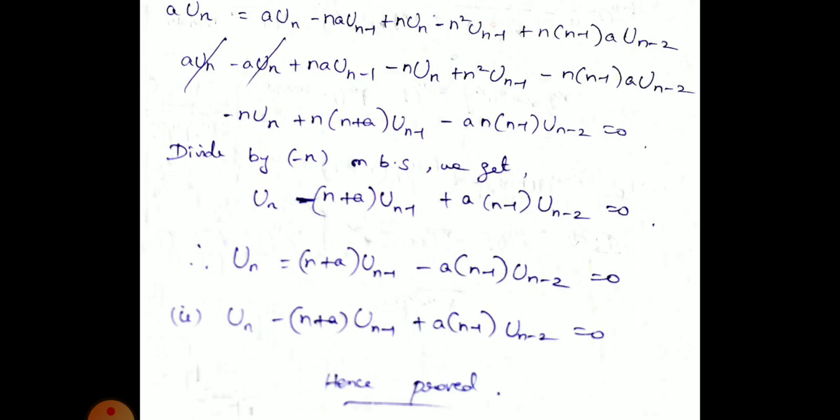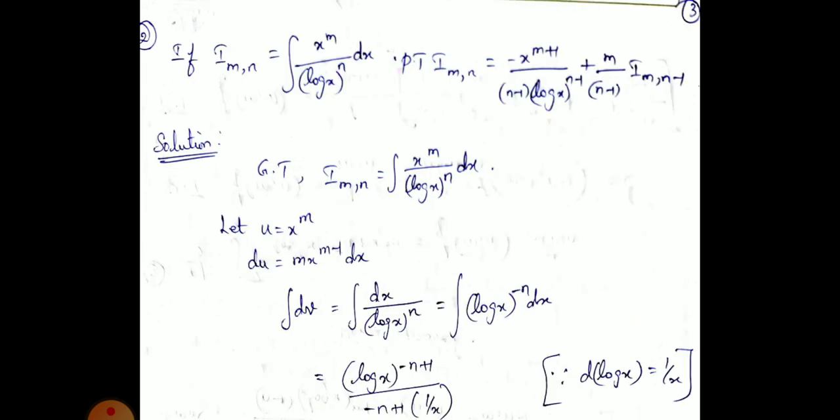Now what is the thing we have to prove? u_n minus (n plus a) u_{n-1} plus a into (n-1) u_{n-2} equal to 0, hence proved. So we got the term, what we need, we got the term. Okay, hope you understand this problem. We'll move on to the next one.